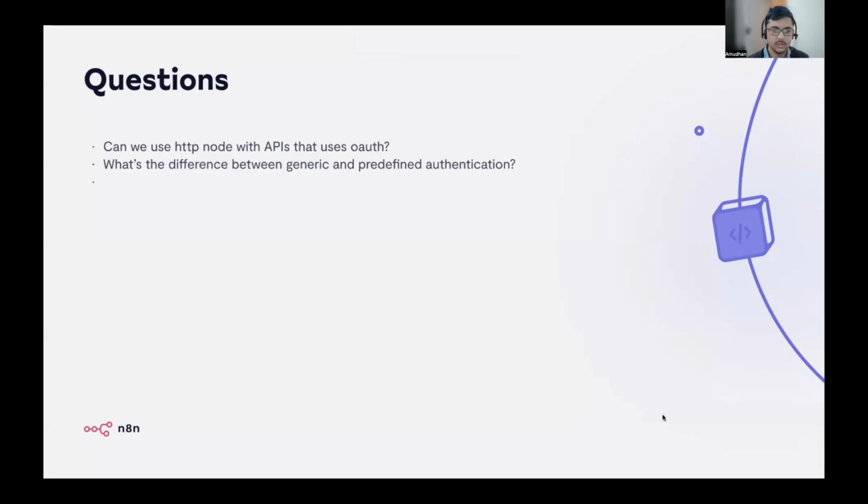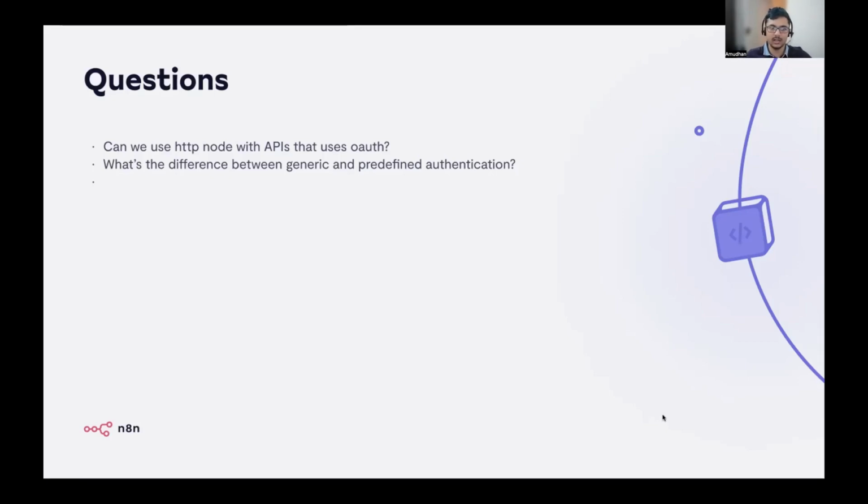Yes, you can use the HTTP node with APIs that use OAuth. If you're doing it for a node that already uses OAuth, you can use predefined authentication. And if you are not, then you can go into generic, and then you can select OAuth2 as a type. Then you can put in your client ID and client secret, and you have to, of course, configure the other side with n8n's callback URL. You can totally do that and connect your account. That's possible, and you can find the documentation on the n8n website.